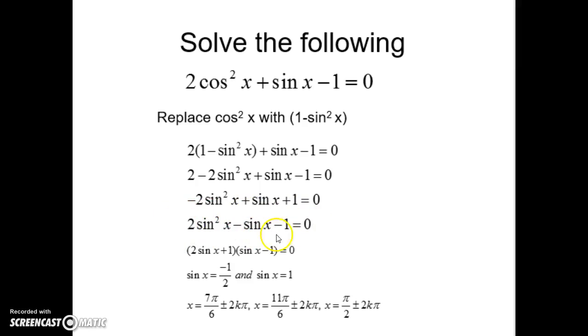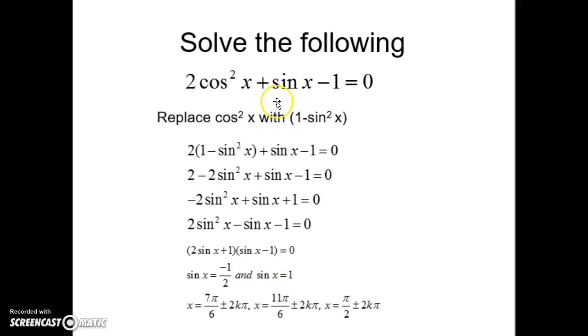Now I'm going to attempt to do what I do to solve any quadratic type equation, and that's to find the factors that make it a true statement. So here, this equation factors into 2 sine of x plus 1 times sine of x minus 1. So I set each one of these factors equal to 0. Here I would subtract 1 and divide by 2. It's how I get this solution. And then here I would just add 1 to both sides, and that's how I get this solution.